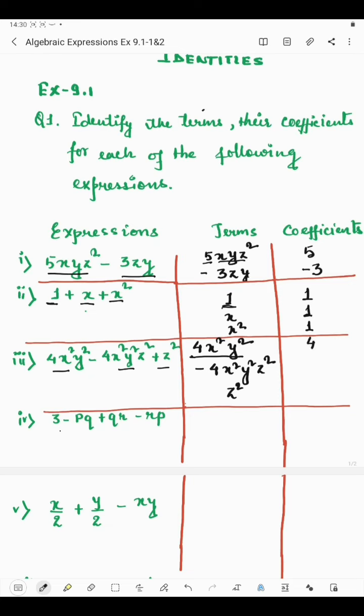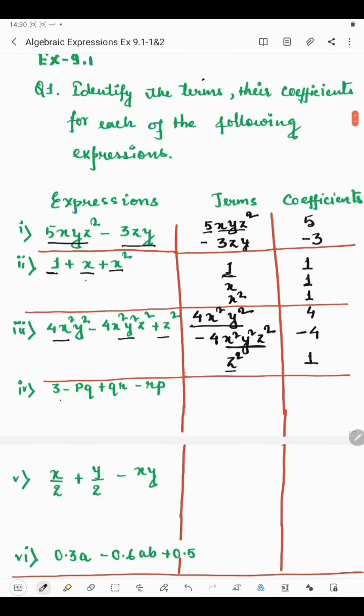Now what will be the coefficient of minus 4x square y square z square? Since the minus sign is there in front, we'll put the minus sign, and since this variable is present 4 times, the coefficient will be 4. Okay, it will be minus 4. Now z square is present only one time, so the coefficient will be 1.